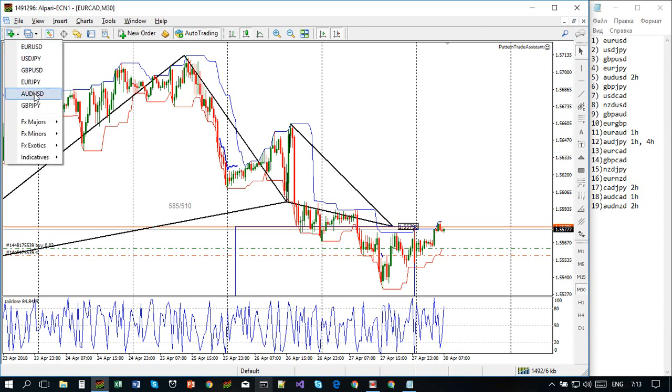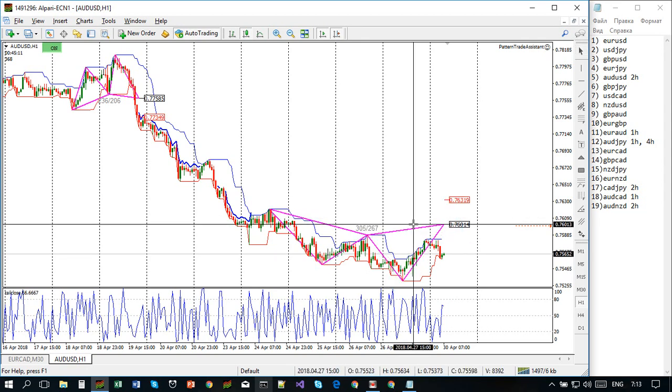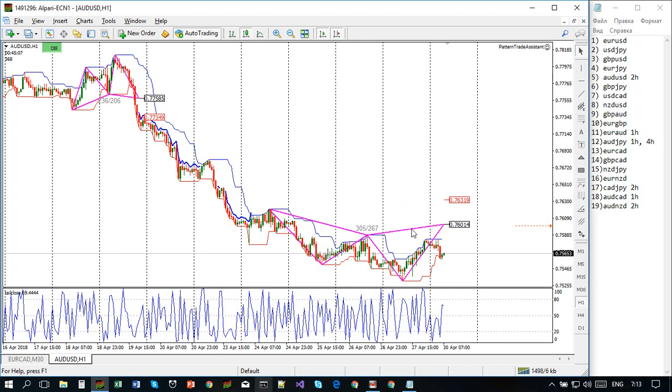The first one is Aussie Dollar. Okay, in 2 hour we don't have this 2 hour time frame, so let me draw it manually. From here to here to here, here and here, have this potential cipher pattern. Then it is a 2 hour cipher that was identified on 2 hour. I simply drew it on 1 hour.